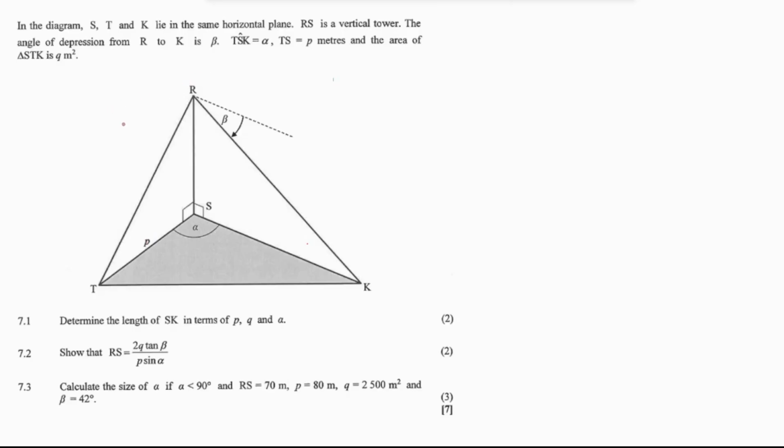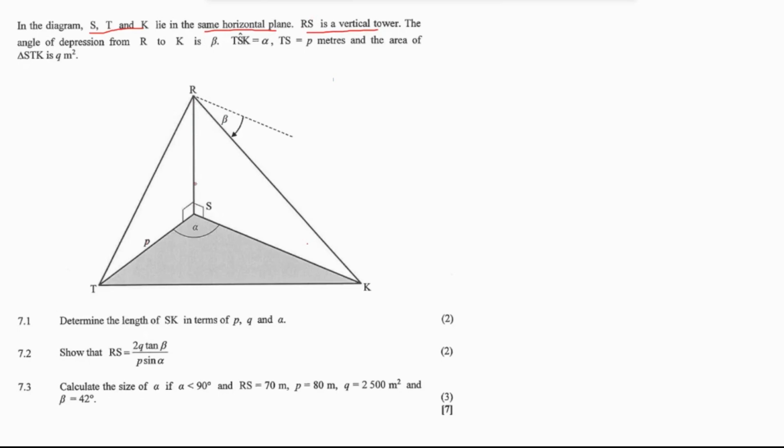Welcome back. Let's do question 7. In the diagram, S, T, and K lie in the same horizontal plane. So if you check the gray part here, this is in the horizontal plane. RS is a vertical tower.